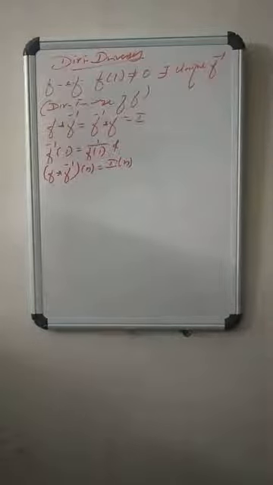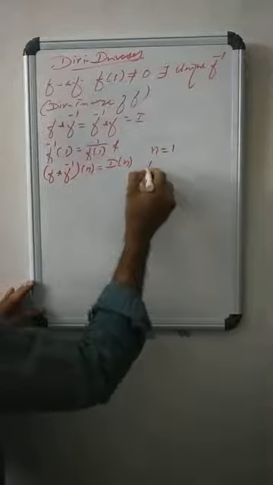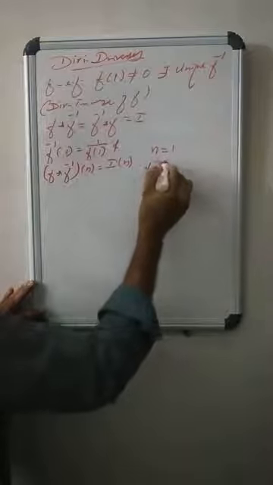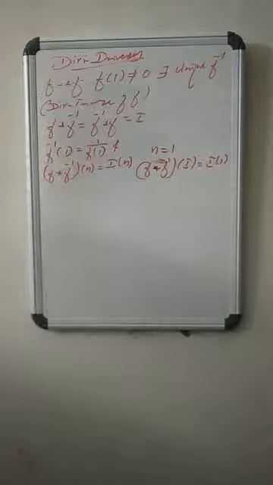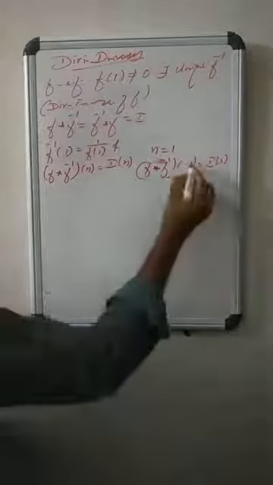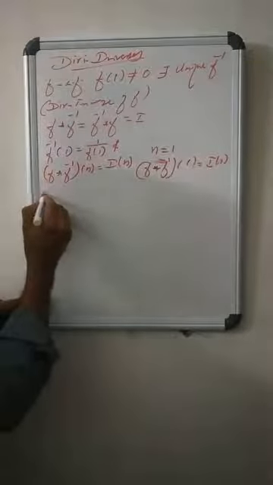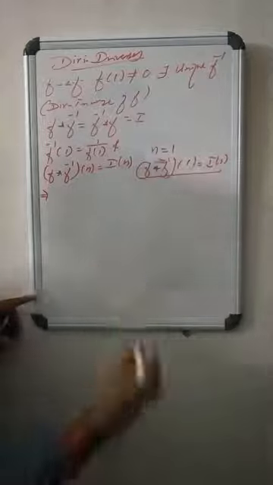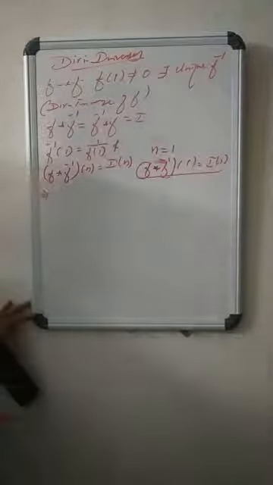Okay. So when n equals 1, consider the equation f star f inverse of 1 equals I of 1. What is f star f inverse of 1? Coming to the left side of this equation, we have to show that this equation has a unique solution with the function value f inverse of 1.